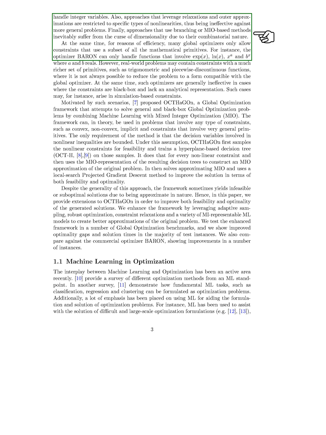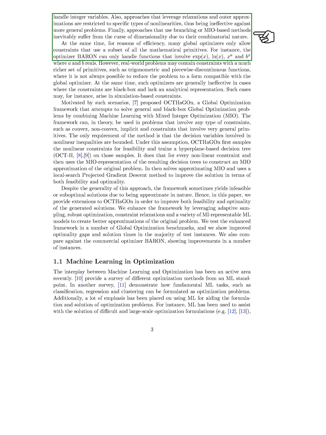Approaches that use relaxations and outer approximations are limited to specific types of nonlinearities, making them ineffective against more general problems. Finally, approaches that use branching or MIO-based methods are hampered by the curse of dimensionality due to their combinatorial nature. Moreover, for efficiency reasons, many global optimizers only allow constraints that use a subset of all the mathematical primitives.